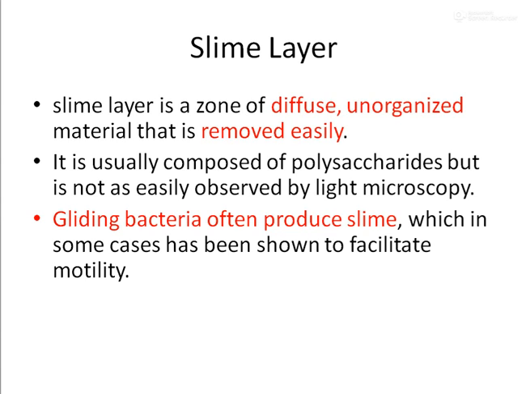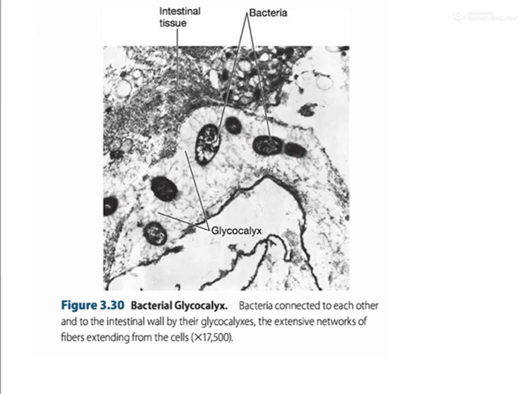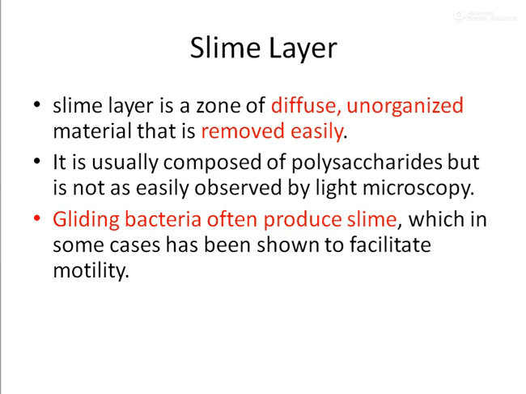And it is mainly composed of polysaccharides, and it is not easily observed under the light microscope. In the case of gliding bacteria, they often produce slime, and in some cases it can aid in the motility of the organism. So that's about the slime. Slime is a type of sticky material which is mainly found within the bacteria.